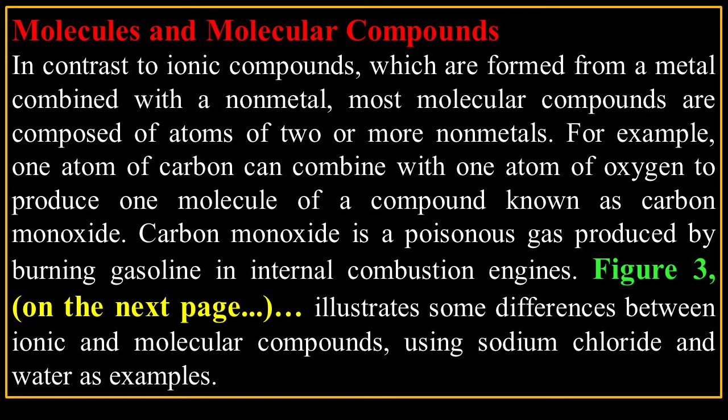For example, 1 atom of carbon can combine with 1 atom of oxygen to form 1 molecule of a compound known as carbon monoxide. Carbon monoxide is a poisonous gas produced by burning gasoline in internal combustion engines. Figure 3 on the next page illustrates some differences between ionic and molecular compounds using sodium chloride and water as examples.